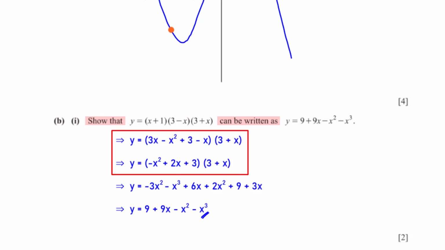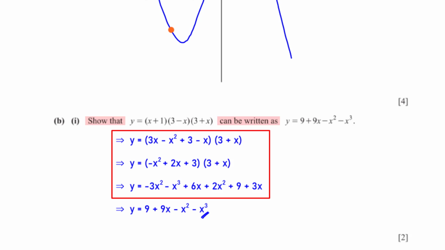When we expand these two brackets, we have negative x squared times 3 is negative 3x squared. Negative x squared times x is negative x cubed. 2x times 3 is 6x. 2x times x is 2x squared. 3 times 3 is 9. 3 times x is 3x.